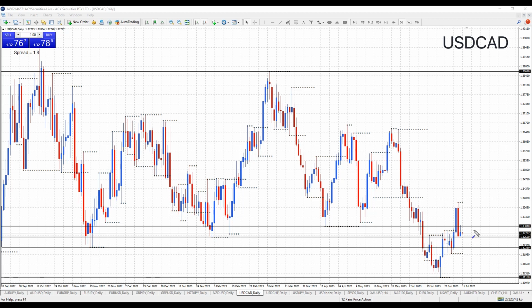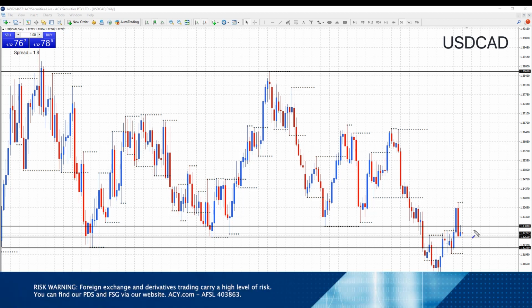I'm on the dollar CAD, got my monthly, weekly, daily support and resistance levels all drawn in. They're in the description below. I'll just discuss the ones closest to price action.